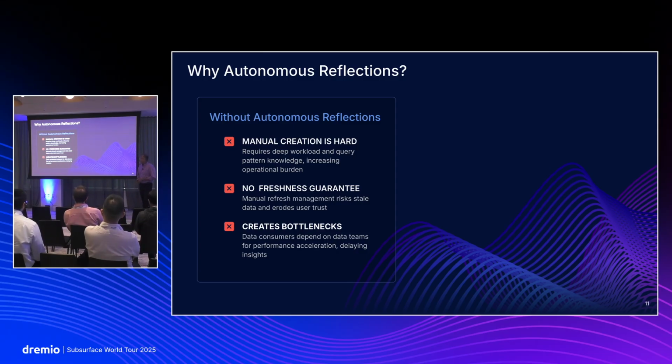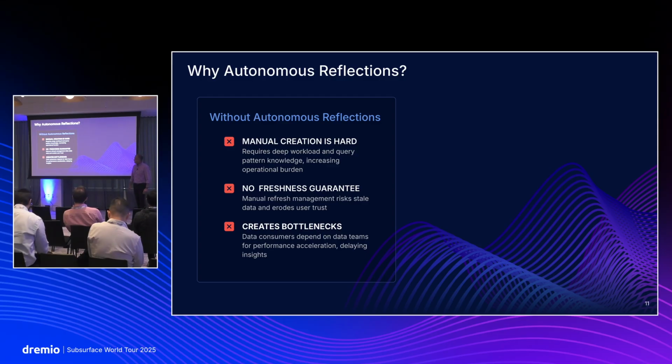Now, the other thing that I often heard is we are worried about reflections providing us stale data. How can we guarantee that reflections are always going to deliver fresh and current data all the time? And last but not the least, oftentimes the consumers don't have access to create reflections. They depend on data engineering teams or the teams that are managing performance to create reflections. And that often creates a bottleneck because the teams managing performance could be busy, and that delays time to insight.